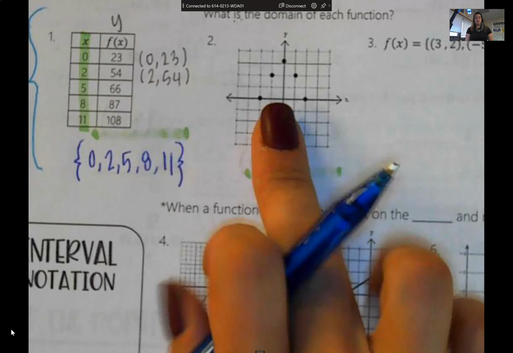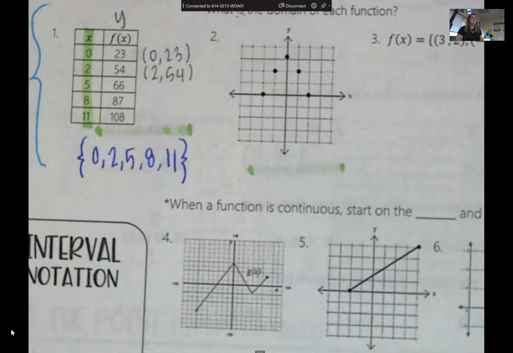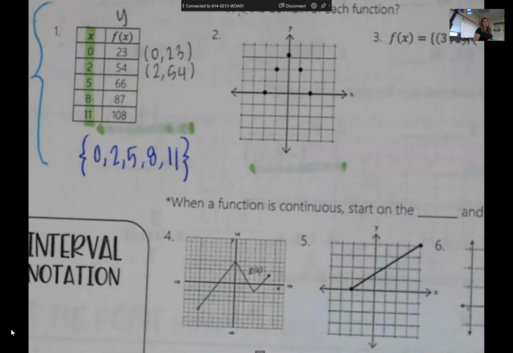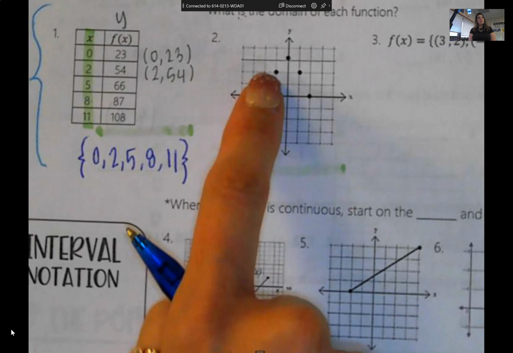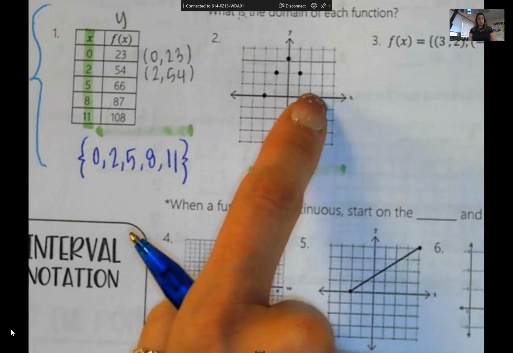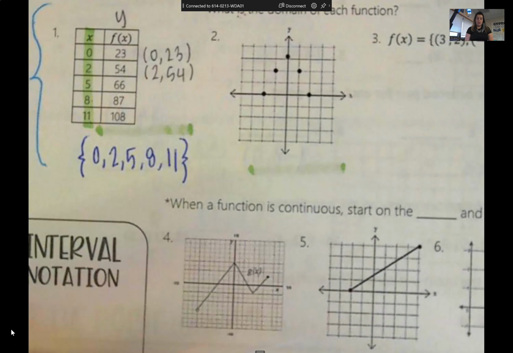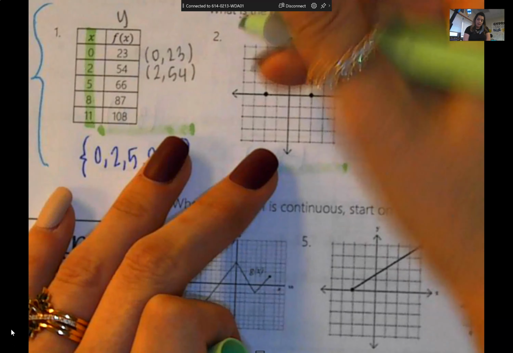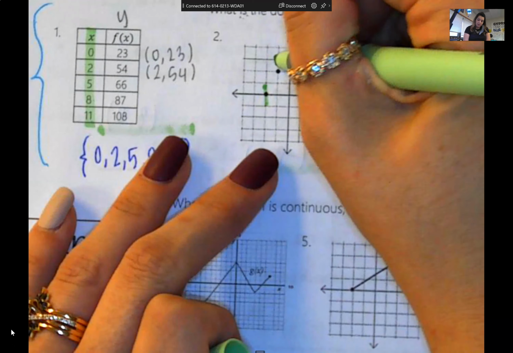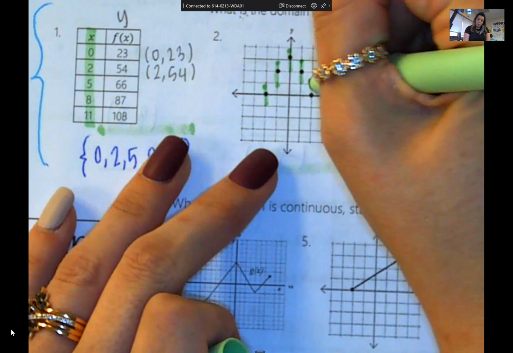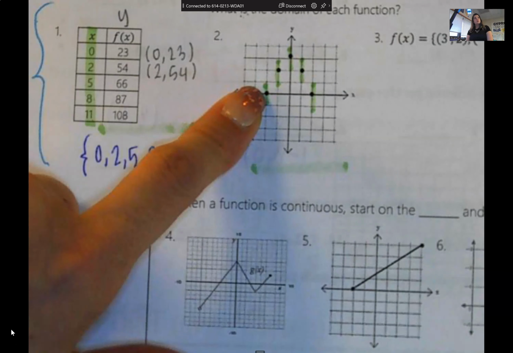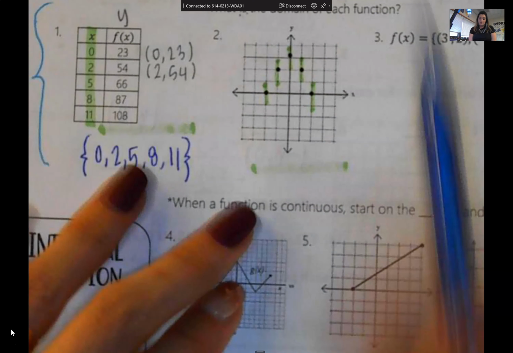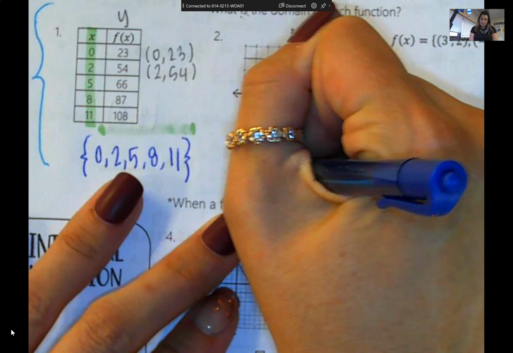Next one is a graph. So first we have a table, now we're going to look at a graph. This domain has 5 numbers in it. How do I know that? Because there are 5 points on this graph. So all I have to do to find the domain is figure out what the x value is at each of these points. So I'm going to just start on the left-hand side and I'm going to move right. So I'm going to write my fancy bracket.